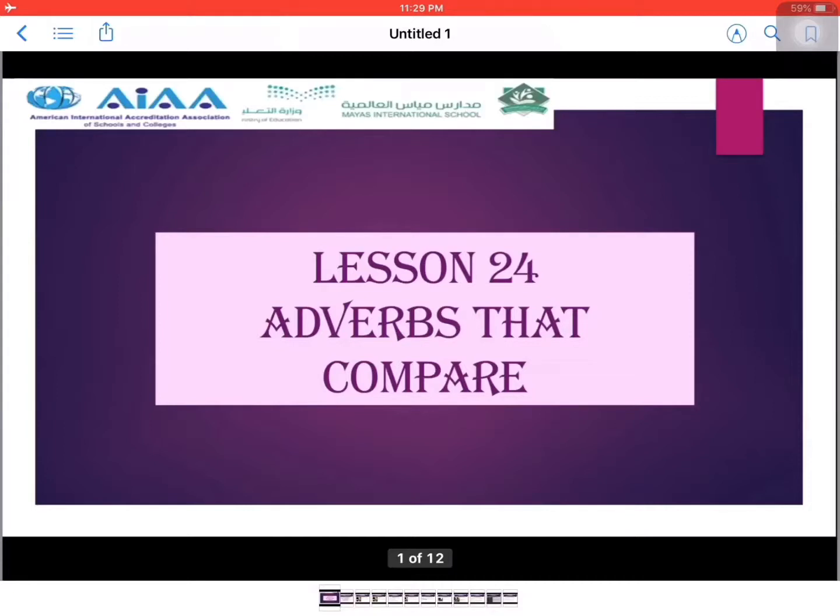So, our lesson today will be about adverbs that compare. Okay? So, we studied adjectives that compare, and now we have adverbs that compare. The same thing that we said about adjectives that compare, here we say it about adverbs that compare.